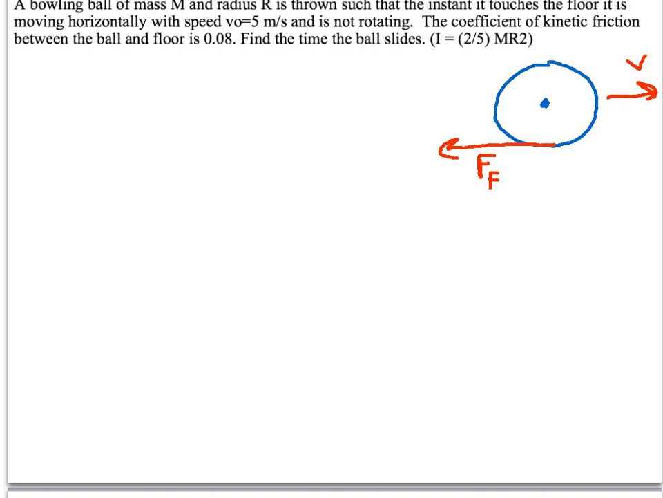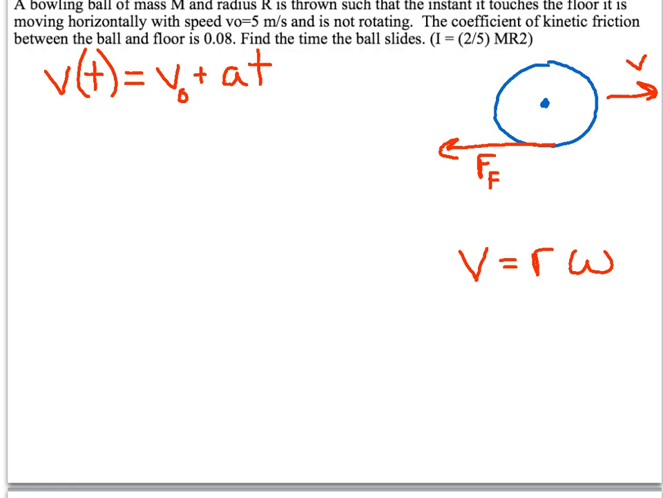Now our goal here, we're looking to find when does V equal R omega. So we need to look at both the velocity and the angular velocity. Let's start off with the linear velocity. We need to find a function for velocity with respect to time. So let's use v of t equals v initial plus at. Now we're looking at linear stuff here. So we know the initial velocity is 5 meters per second, and we want time to be our variable, but we need to find something for the acceleration.